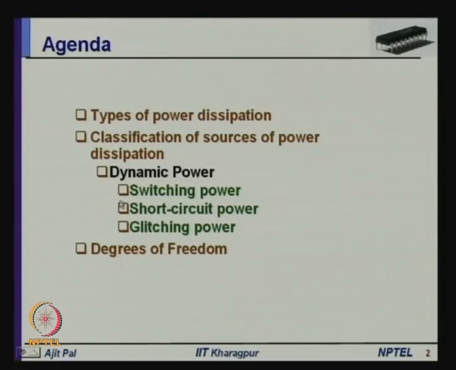So, here is the agenda of today's lecture. First, I shall give a brief introduction about types of power dissipation, then discuss the classification of sources of power dissipation, dynamic power, and there are three components, as you know: switching power, short circuit power, and glitching power. And also there is another type of power dissipation, called static power dissipation, that we shall discuss later. But based on this dynamic power, what are the degrees of freedom, that I shall discuss maybe at the end of our discussion on different types of sources. In this lecture we shall focus on switching power dissipation.